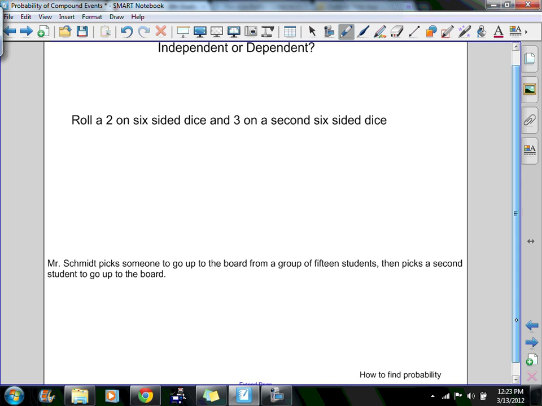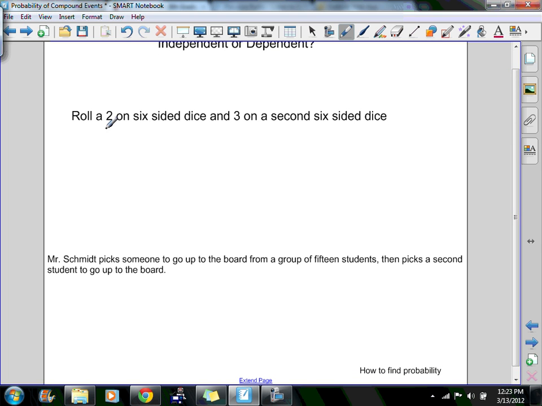So I have some examples. The first one here is you roll a 2 on a 6-sided dice, and we're asking ourselves, what is the probability of this happening? Well, we've done that before. Rolling a 2 is one singular event, and the 6-sided dice is a 6. Okay, so 1 out of 6 rolling a 2. And then rolling a 3 on a second 6-sided dice has a probability of 1 out of 6. Now, these are independent events from each other because the first dice and second dice do not conflict at all.